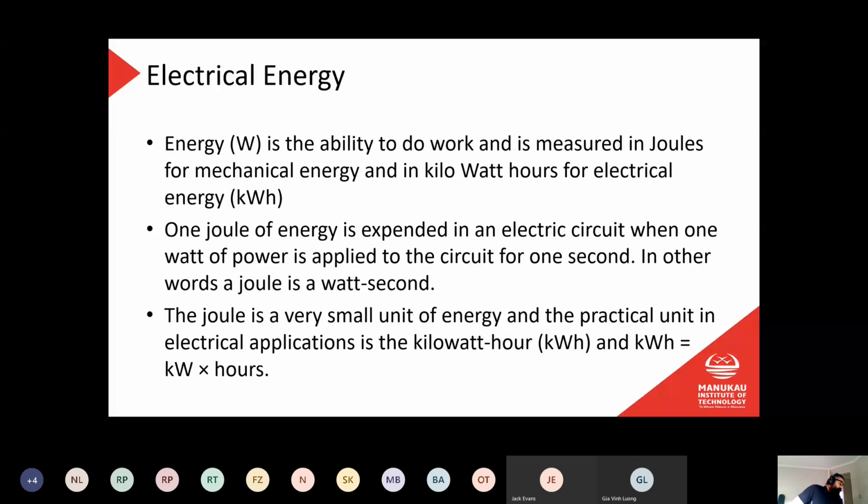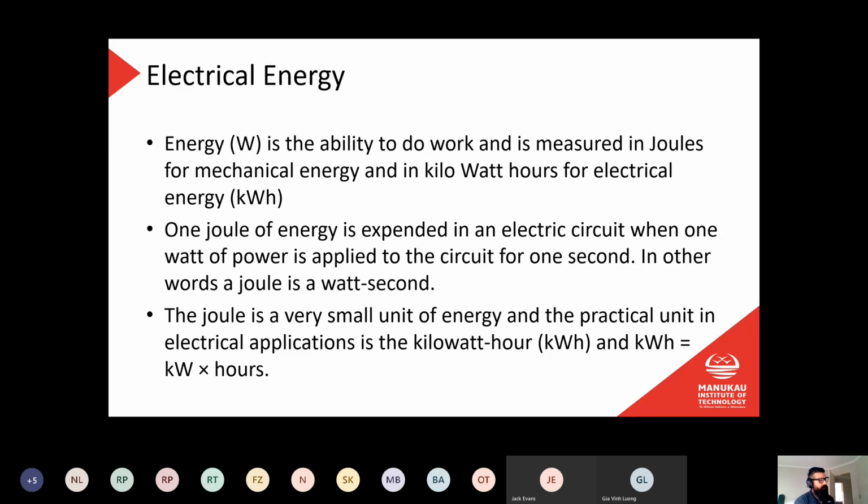So let's move on. A little bit more about watts and kilowatts. We have here energy, W, which is the ability to do work and is measured in joules for mechanical energy and kilowatt hours for electrical energy. 1 joule of energy is expended in an electric circuit when 1 watt of power is applied to the circuit for 1 second. In other words, a joule is a watt second.